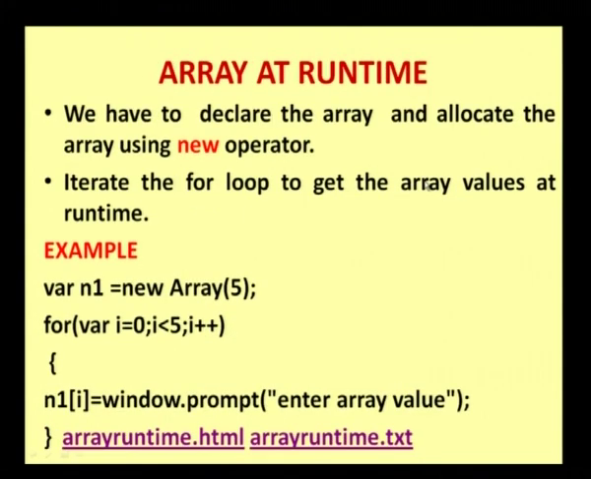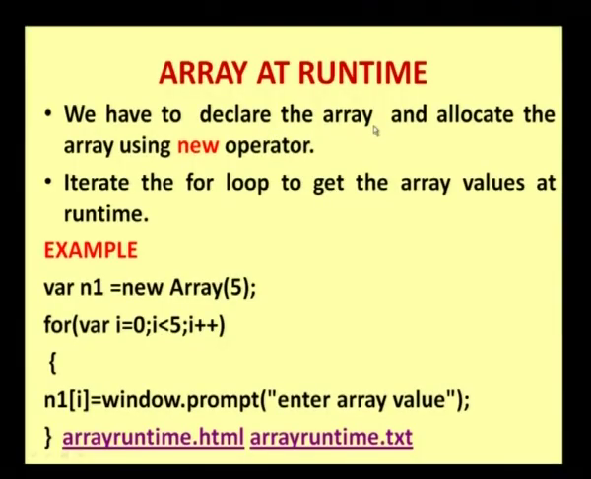So next one is array at the runtime. We want to give different values at the runtime, not static values at compile time. So how do we give the values at runtime and initialize the array at runtime? We have to declare the array and allocate it using the new operator, and we can iterate the for loop to get the array values at runtime using window.prompt from the user.